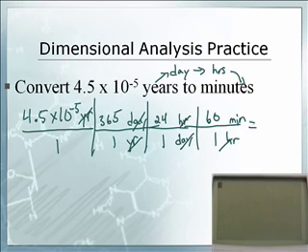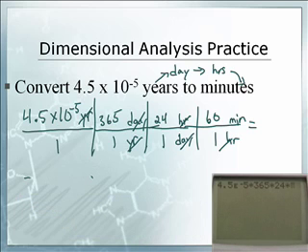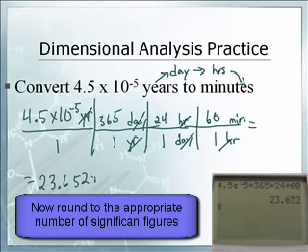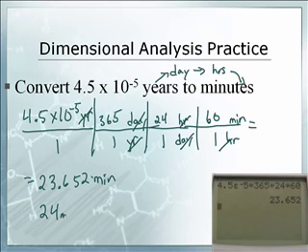So now, Mr. Sams, can you type it in? I do. All right, what do we got? 4.5, second EE, negative 5. Times 365. Times 24. Times 60. And we don't have to do anything with ones. 23.652 is our calculator answer. So that'd be minutes. Now, is that the correct answer? No. We want two significant figures. So we're going to just call that 24 minutes.